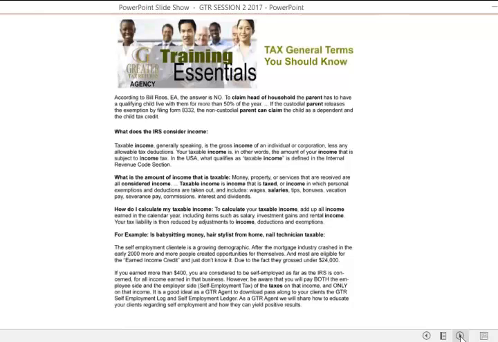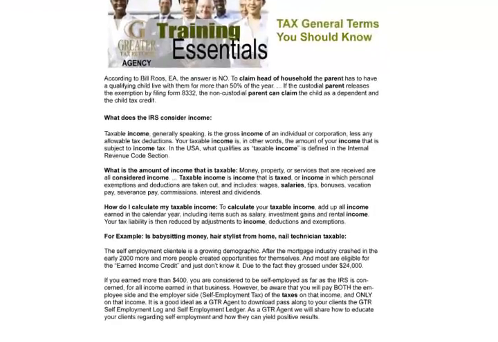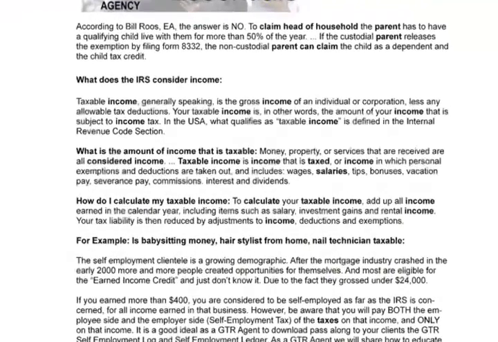Okay. Now, what does the IRS consider as income? Taxable income, generally speaking, is the gross income of an individual or corporation, less any allowable tax deductions. Okay, let's repeat that one more time. You make an income, but you use certain deductions, write-offs, or whatever you want to call them, and you deduct that from your income. So whatever's left is what's taxable.